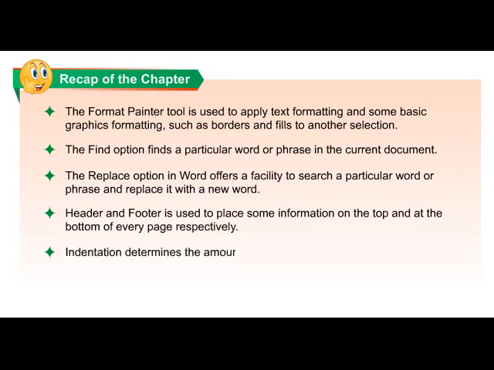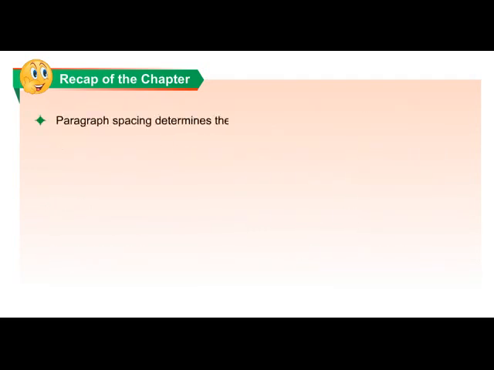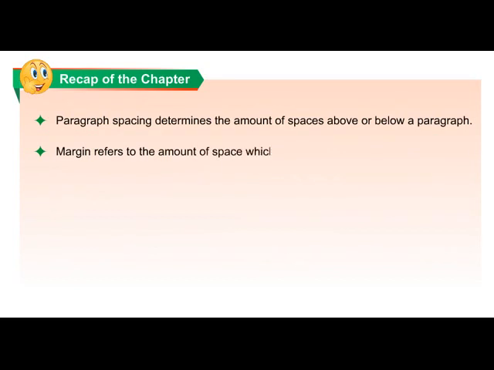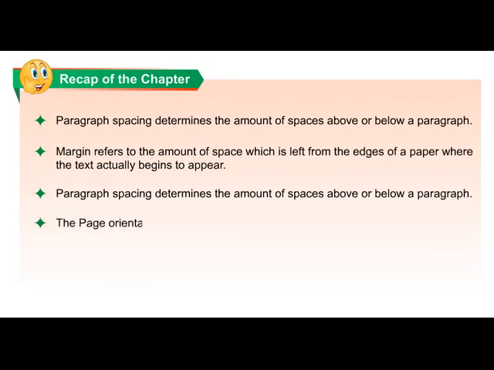Indentation determines the amount of spacing between the text and the page margins. Paragraph spacing determines the amount of spaces above or below a paragraph. Margin refers to the amount of space which is left from the edges of a paper where the text actually begins to appear. The page orientation is the property to set the printing direction of the text.